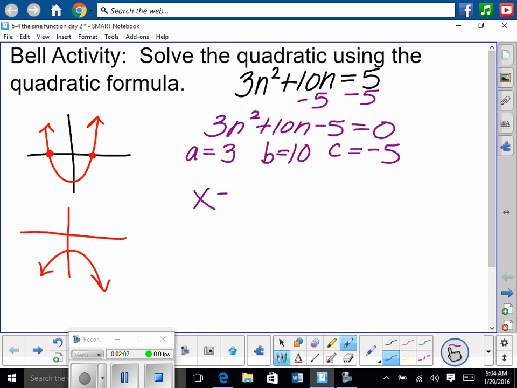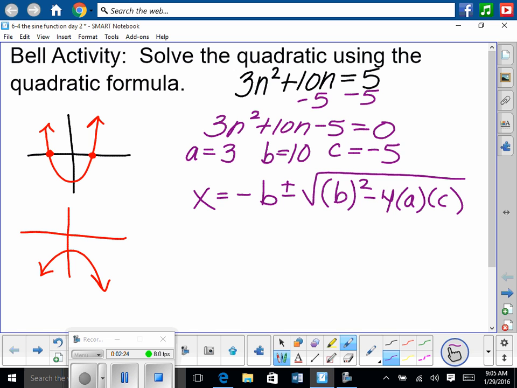So we have x equals negative b, which means the opposite of b. Guys, that doesn't mean negative b. Everyone's like, well, b is always negative. No, it means the opposite of b, plus or minus the square root. Now watch, you have to use parentheses: b squared minus 4 times a times c. Do you see how I'm putting in parentheses? And it's all over 2a.